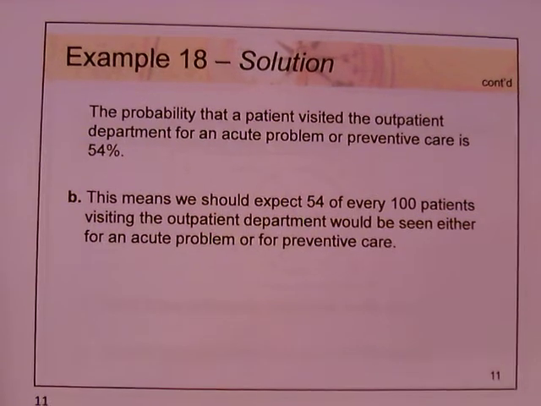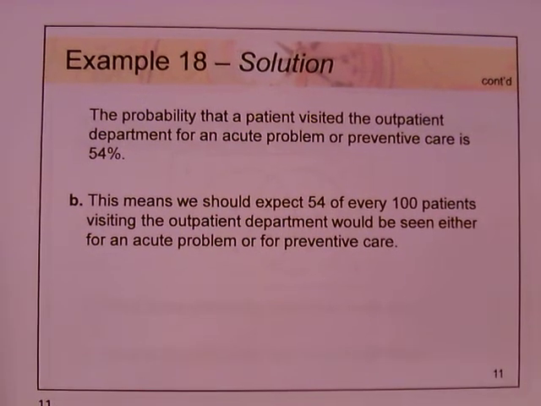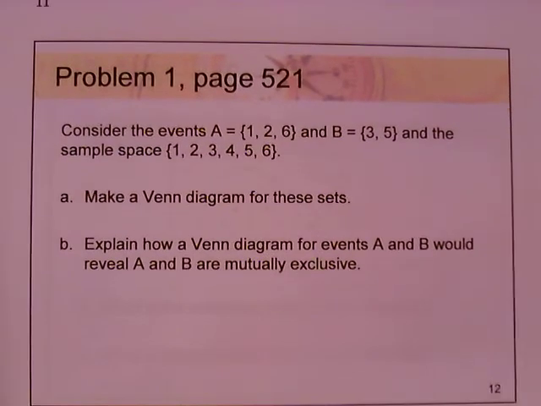Now take a look at problem number 1. This is from your text on page 521. It says here, consider the events A, which is 1, 2, and 6, and B, which is 3 and 5, and the sample space, which is, of course, 1, 2, 3, 4, 5, 6. Now it says here, make a Venn diagram for these sets.